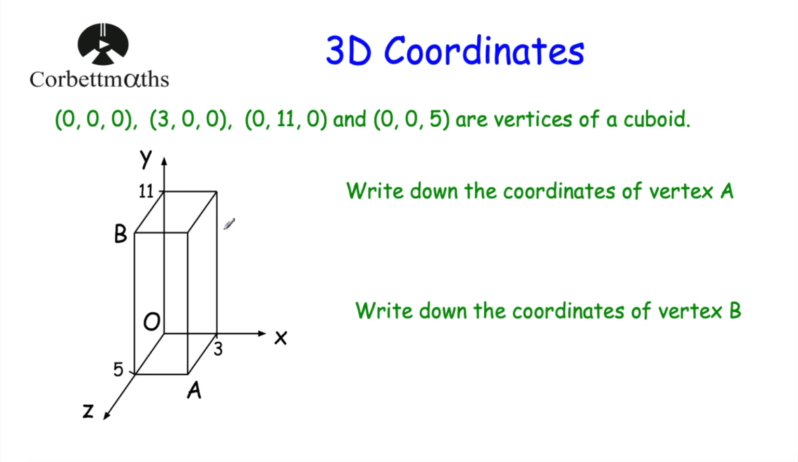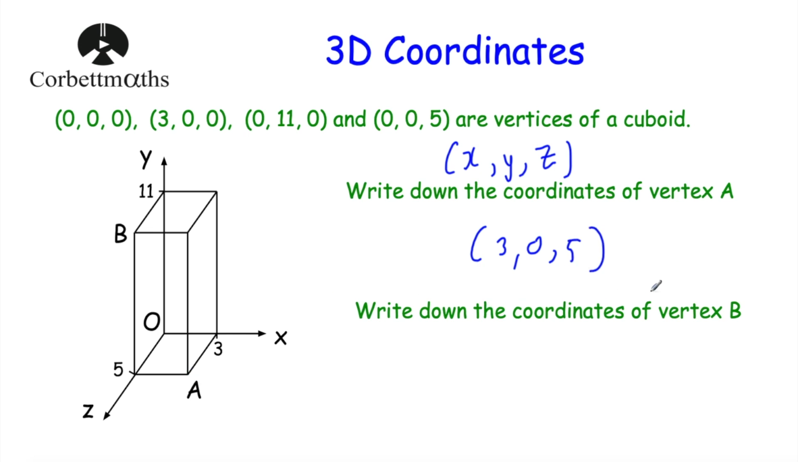So we've got the coordinates of those points, and we've been asked to write down the coordinates of vertex A. So we want to write down the coordinates of this point here. Remember it's in the form x, y, z. So we've got the x coordinate, the y coordinate, and the z coordinate. So in terms of the x coordinate, that's going to be 3, because we're going 3 along the x-axis direction. We're not going up in the y-axis direction, we're not going up this way, so it's going to be a 0. And then we're going out 5 in the z-axis direction, so it's going to be 5. So the coordinates of this point would be 3, 0, 5.